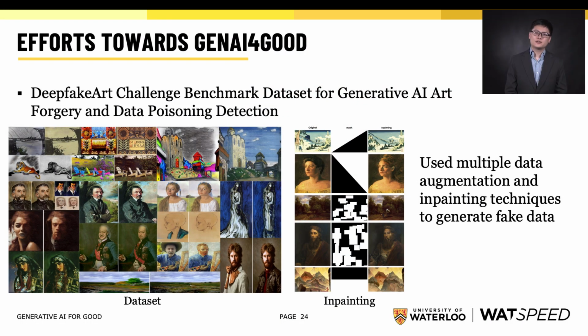In the following, I'm listing several efforts we made towards the Generative AI for Good initiative. First, to tackle the copyright issue, we proposed the Deepfake Art Challenge benchmark dataset for generative AI art forgery and data poisoning detection. In this case, we used multiple data augmentation and imprinting techniques to generate fake data in order to trick generative AI to generate fake arts. And with this dataset, we were able to develop better methods to detect generative AI art forgery.